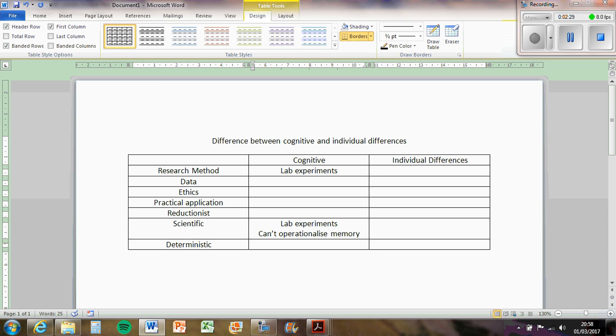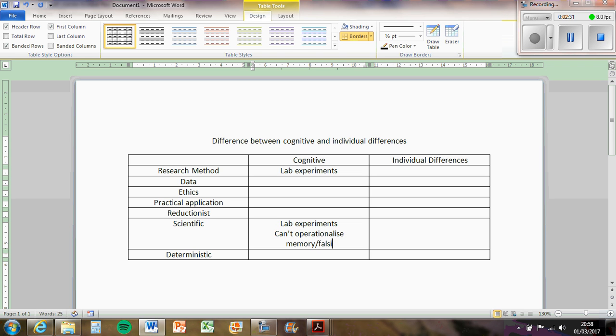So you can't really falsify it in a way, not completely. It's very difficult to measure it. It's probably not measurable, it's probably the best way to talk about it. So you can say it tries to be scientific because it uses these lab experiments, but you can't really measure things like memory because you don't really know what it is and where it is.